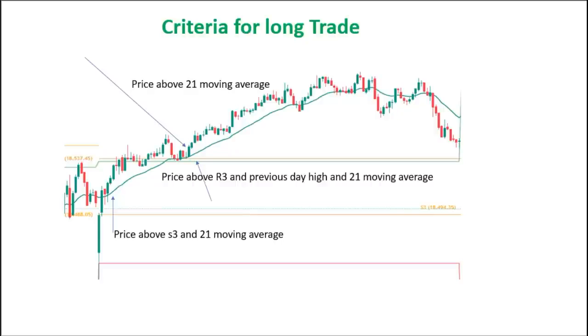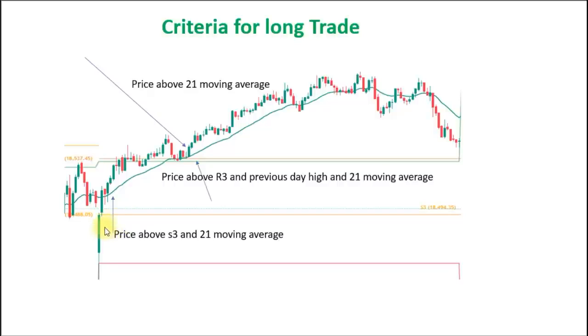This is the example for the long trade. The green EMA which is plotted here is the 21 days moving average and this yellow horizontal line is the S3. This red line is the previous day low and the green horizontal line is the previous day high and this yellow line is the R3.